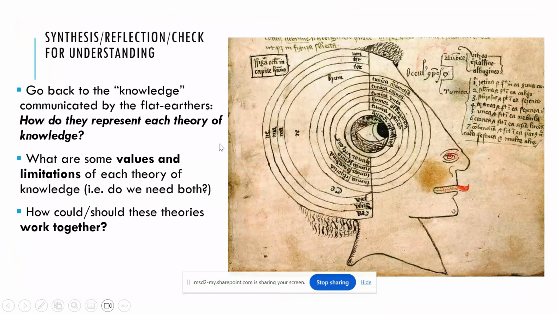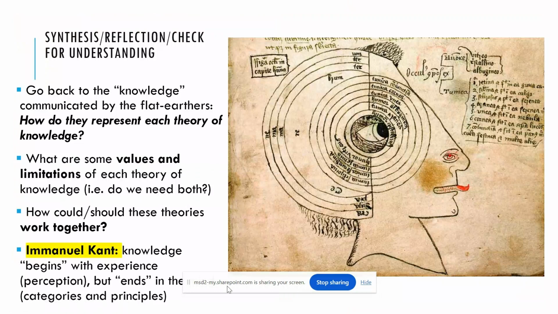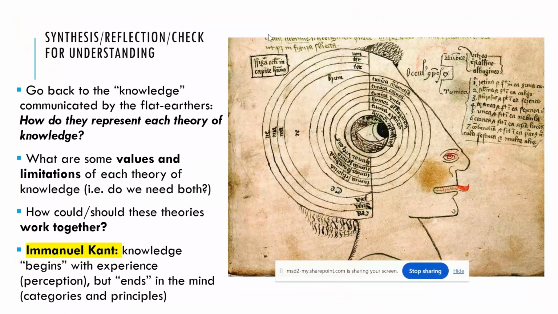Generally, Immanuel Kant, once again, kind of had this idea that knowledge might begin with our experience, and that's our perception, but it ends in the mind, which means we create categories and principles in our mind, like a categorical imperative, for example. And those are all the major concepts that I taught you about specifically.